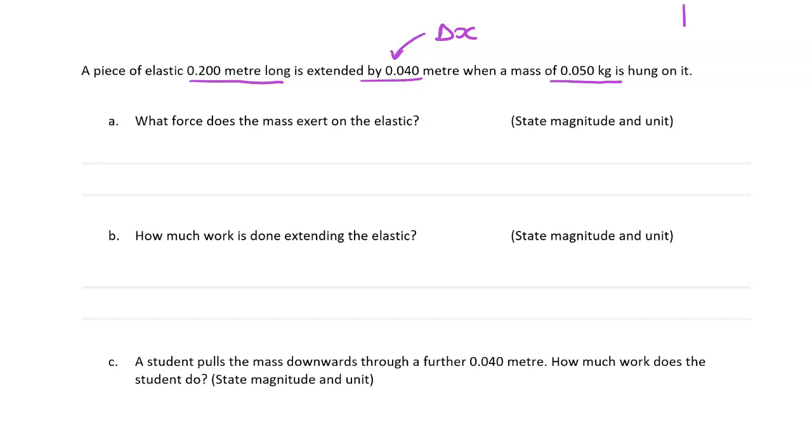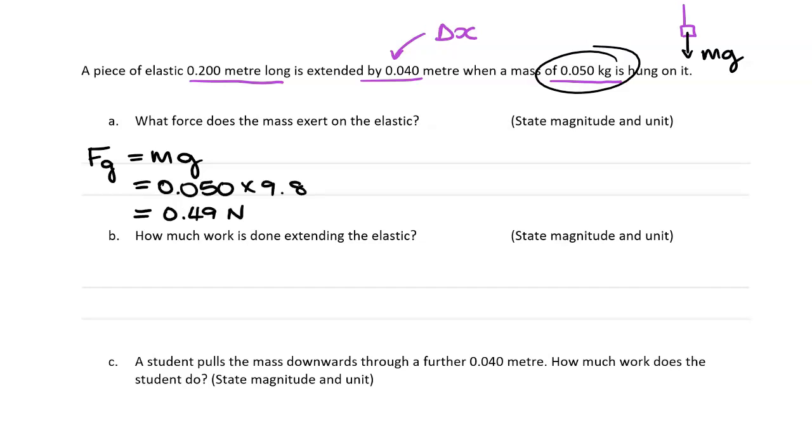So we've got our piece of elastic here, we've got a mass, so we know the force that's acting here is going to be mg. We're assuming that piece of elastic has no mass, and the force is going to be the force due to gravity pulling that mass down that's therefore pulling on that elastic. The first question says, what force does the mass exert on the elastic? So that's Fg. So that's going to be mass of that mass, that sounds funny, times g. Okay, so we've got the magnitude and the unit. They've specified it for this question for some reason.